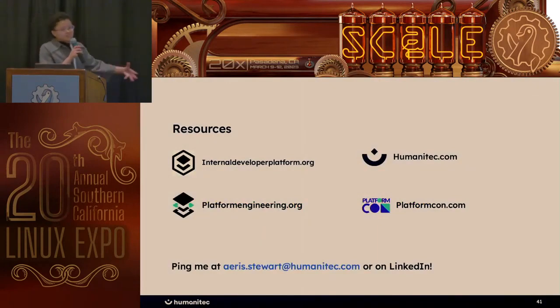Now, if you have any more questions about any of the stuff discussed here, there are a number of resources that you can consult. Internal Developer Platform is exactly what it sounds like. It has a lot of introductory resources to what IDPs are and also highlights some tools that you can use in building your IDP. Platformengineering.org is where you'll find the hub for all of the meetup groups, all of the upcoming webinars, all of the blogs, and PlatformCon stuff.